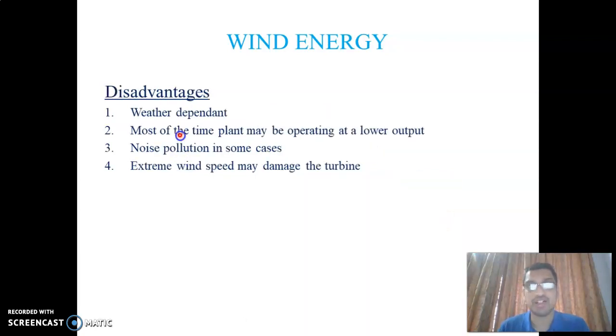The disadvantages are, first, it is weather dependent, because the wind system or windmill produces electricity based on wind speed or availability of wind. We cannot generate electricity anytime. Next, most of the time the plant may be operating at lower output. The next one is that sometimes noise pollution is produced. Then extreme wind speed or high wind speed may damage the turbine.